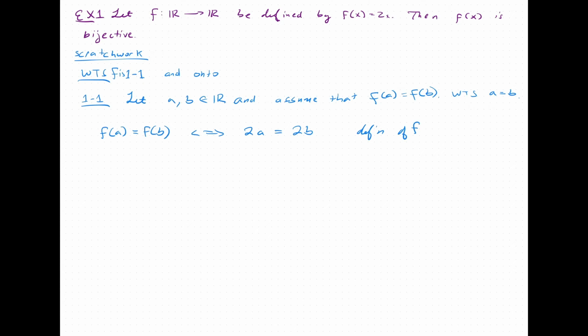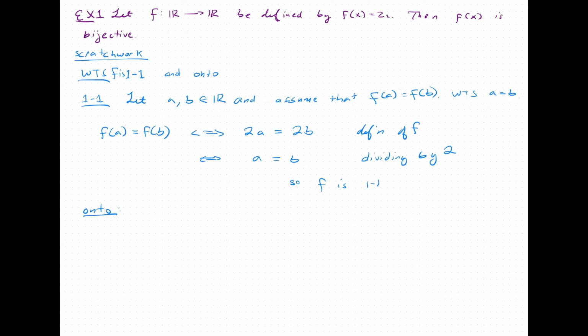But now we can divide by 2. And then we have a is equal to b, dividing by 2. And we are done. Now we have shown what we wanted. So f is one-to-one. What about onto?